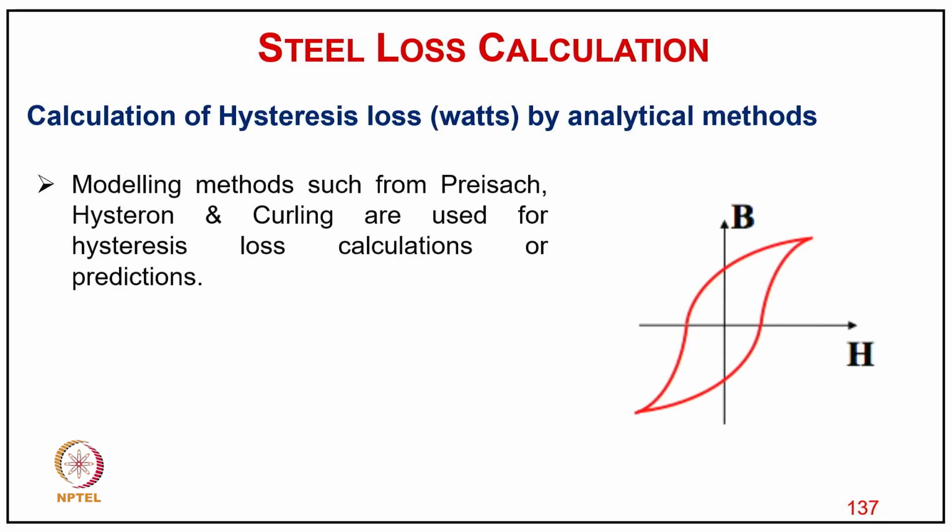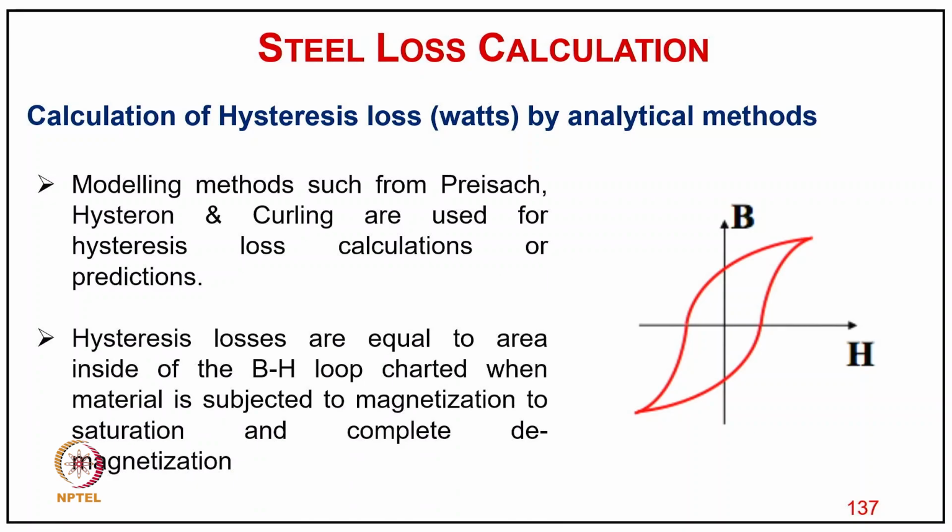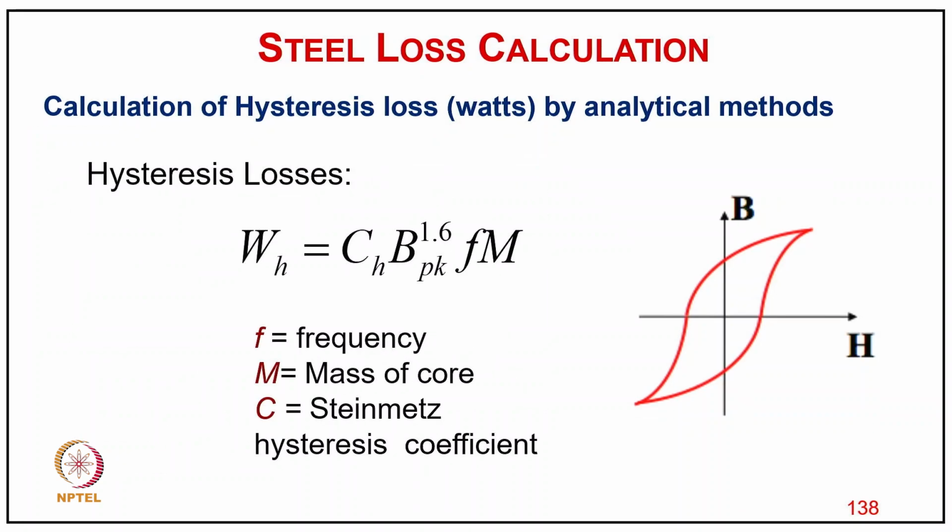And here you can see the calculation of hysteresis loss, in watts, by analytical method. Modeling methods such as Steinmetz and others are used for hysteresis loss calculation or prediction. We find the area of the loop, then multiply it by the frequency to get the total losses. So hysteresis losses are equal to the area inside the BH loop traced when the material is subjected to magnetization, saturation, and complete demagnetization, or when we apply an alternating field across it.